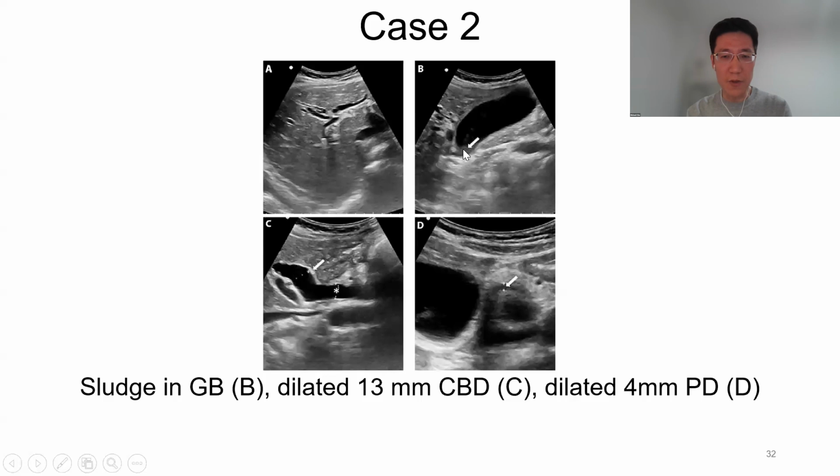As you get the ultrasound scan, these are the 4 panels. And they do mention sludge in the gallbladder, which is this gravel here. And then the 13mm dilated CBD, which is the common bile duct, and the dilated pancreatic duct at 4mm. So the pancreatic duct is not normally seen on ultrasound scan. And when they do see it, you have to have concerns, and that's what we call a double duct sign, which means the pancreatic duct and the bile duct are both dilated.